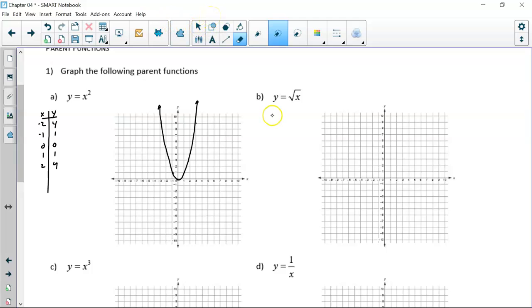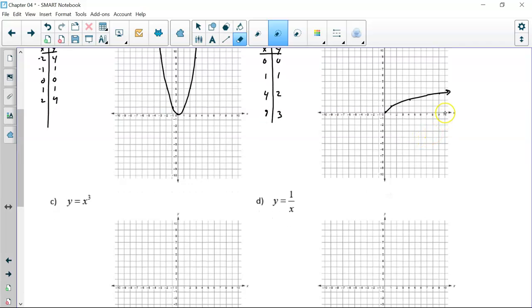For a square root, our anchor points: because we can't take the square root of a negative number, we're going to start at 0. And then our perfect squares, 0, 1, 4, 9. So our square roots: the square root of 0 is 0, square root of 1 is 1, square root of 4 is 2, square root of 9 is 3. That's the shape of a square root function.